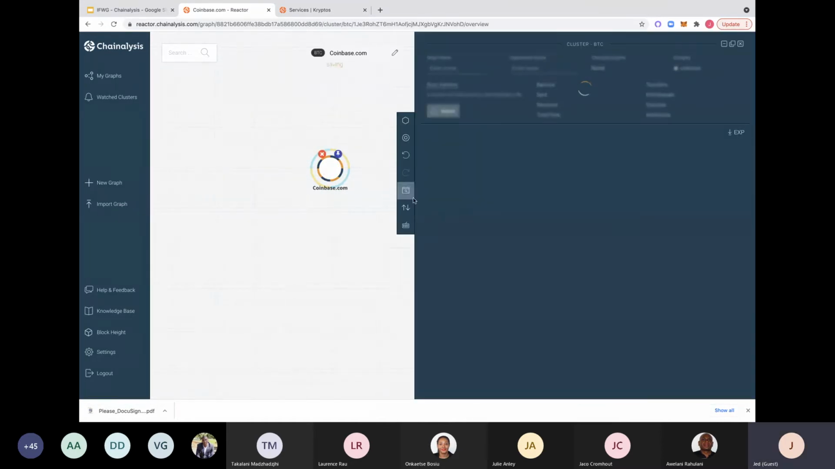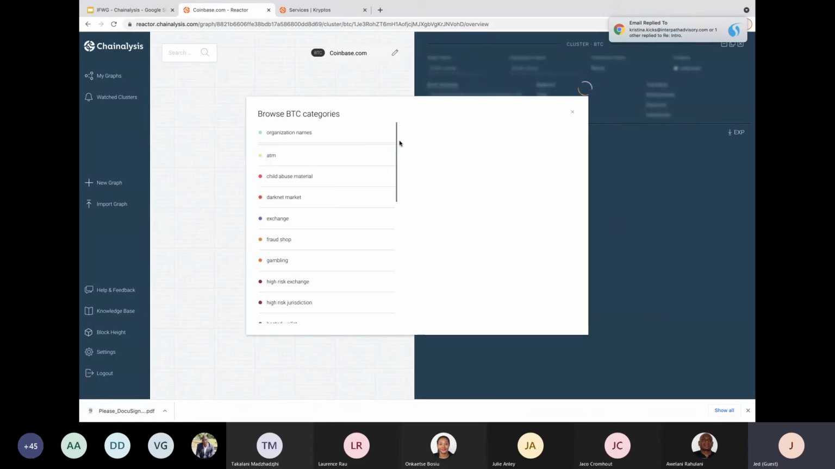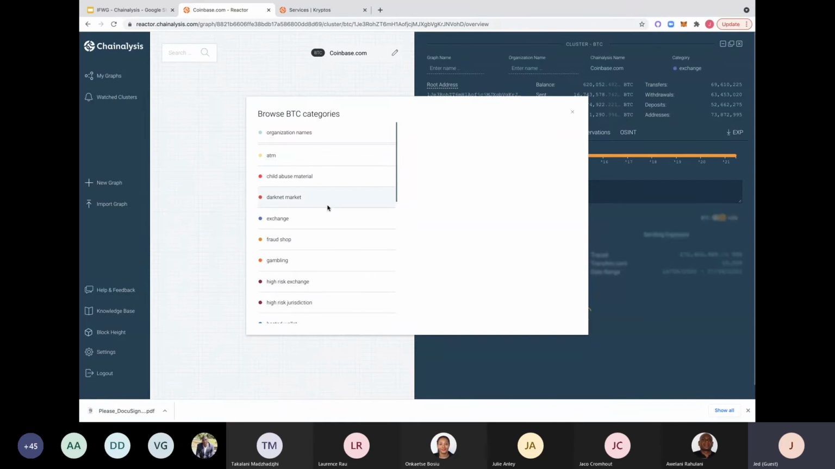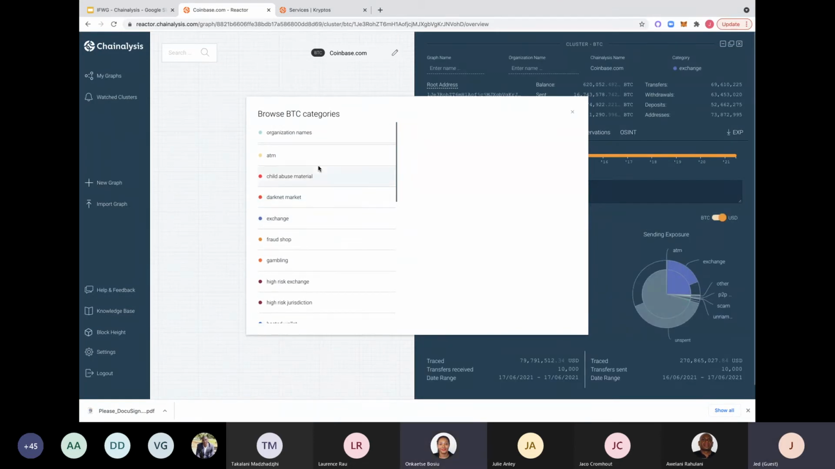Going very quickly back to this main overview, one thing that I just wanted to show you here is this ability for the different categories. So as I mentioned, we have over 5,000 different services attributed across these different categories.